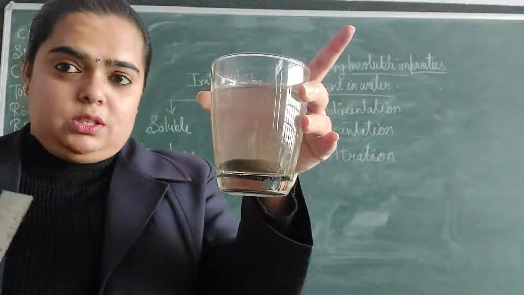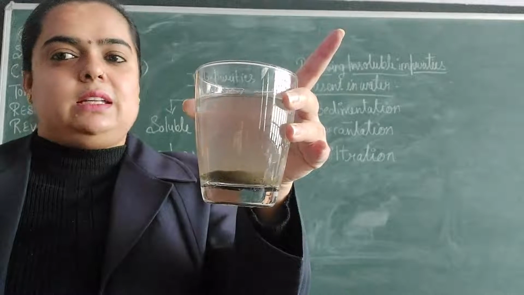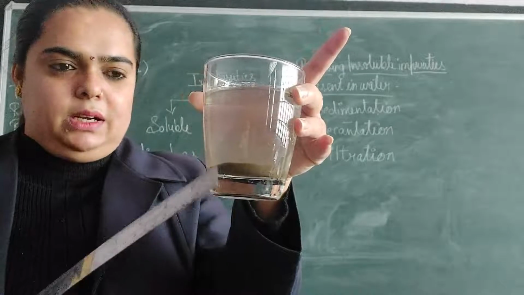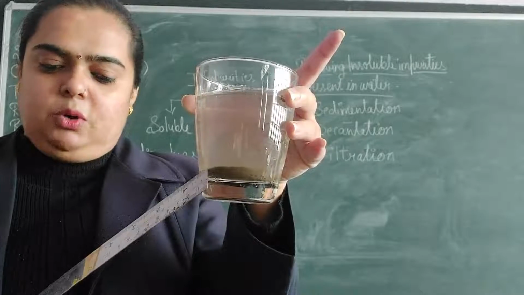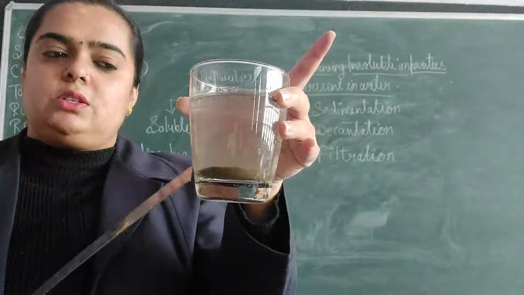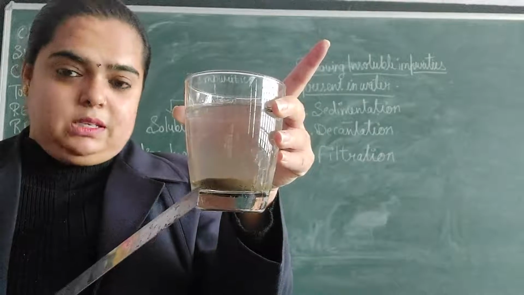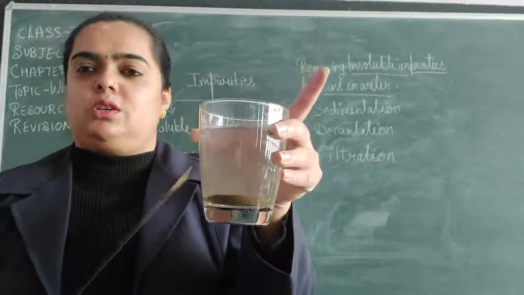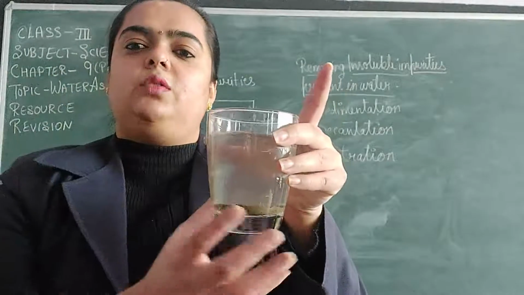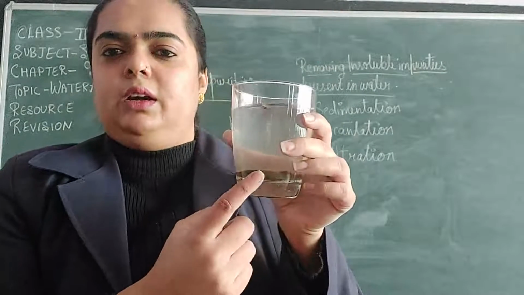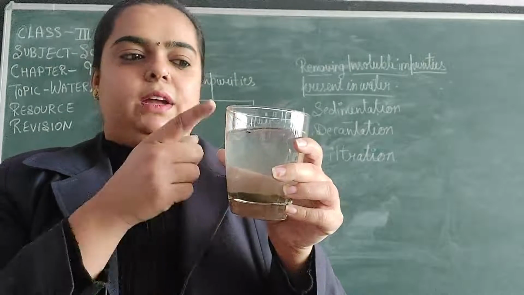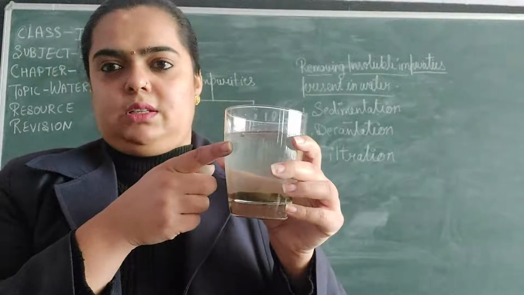If the muddy water is allowed to stand in a container, mud will settle down. As we can see, the mud here got settled down at the bottom of the container. This settling down of insoluble impurity like mud present in water is called sedimentation. Here what happened? The mud got settled down at the bottom and we have clean water upwards.